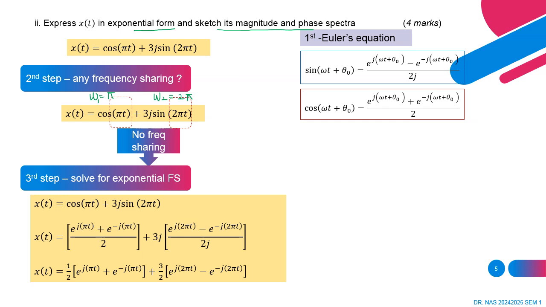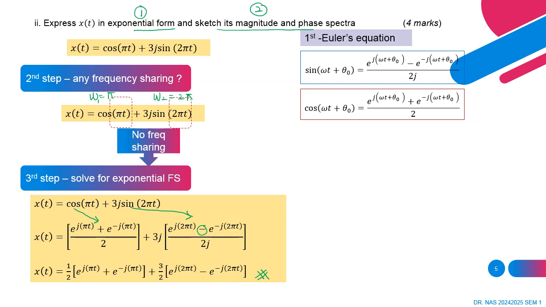So the first component is cos, so it is (e^{jπt} plus e^{-jπt}) divided by 2, and for the sine component, 3j (e^{j2πt} minus e^{-j2πt}) divided by 2j, and then simplify the equation. So this is your equation in exponential form. Next, don't forget you have two questions to answer. This is the first one, and the second one is the sketch.